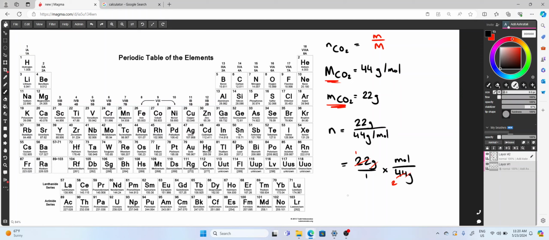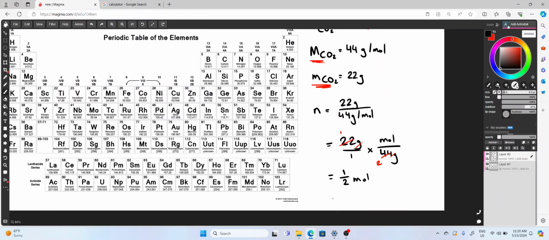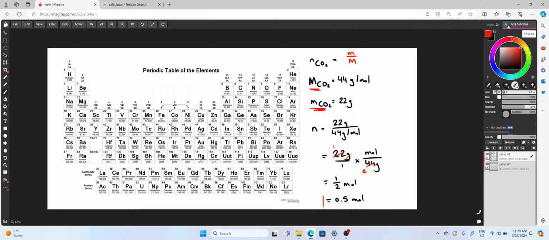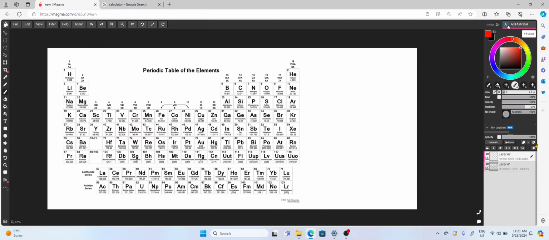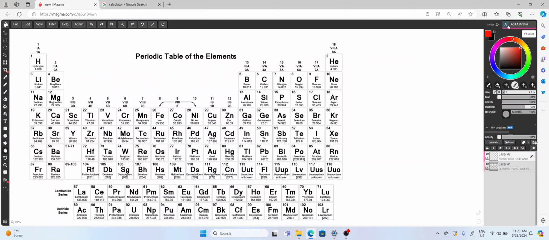And you're left with 1 over 2 mole, which can be written as 0.5 moles in decimal form. So that's your answer. And what this answer tells you is if you have 22 grams of substance, 22 grams of carbon dioxide, that would translate to having 0.5 moles, which is useful information you can use when you're doing reactions later on. And let me just give you another example of doing exactly the same thing.